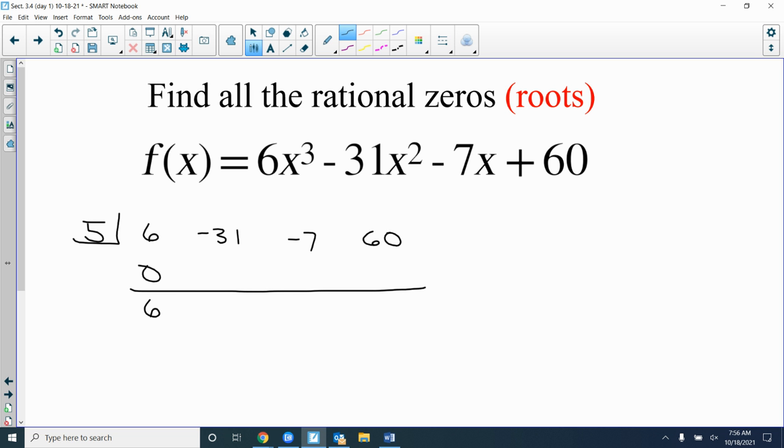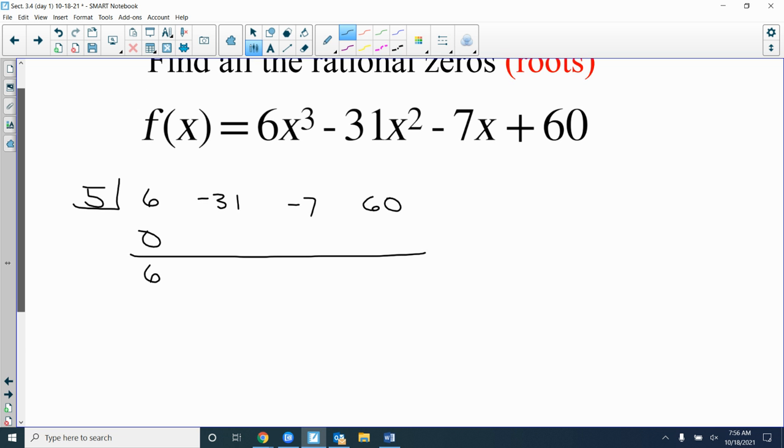And make sure you get that 0. So 6 times 5 is 30. That gives me -1, -5, -12. -12 times 5 is -16.